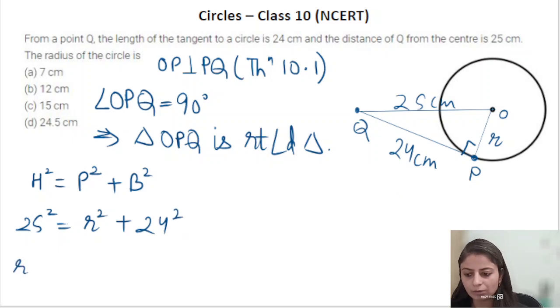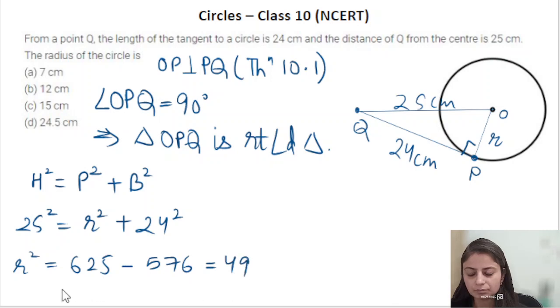Now let's solve this equation. So the square of 25 is 625 minus square of 24, which is 576. Now this difference is 49. r equals 7. So the radius of this circle is 7 centimeter. So option A is the correct answer.